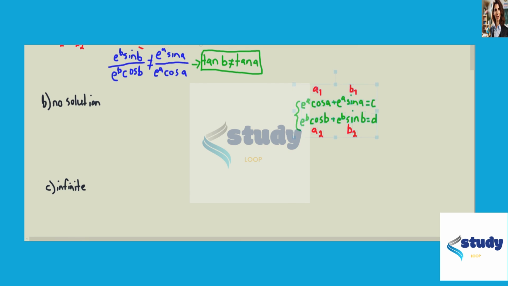Now, when we have no solution, what does that mean on a two-dimensional graph? That is going to mean that our two lines are parallel, because otherwise they would touch, but they are never going to touch. So that means we are going to have the same slope, but they're never going to meet. So we will have a of 1 over a of 2 is equal to b of 1 over b of 2.